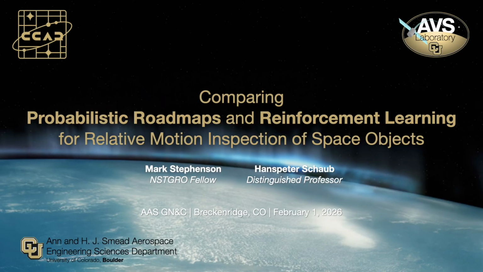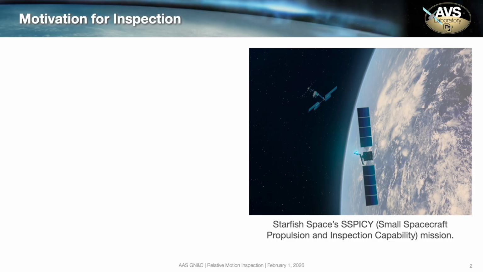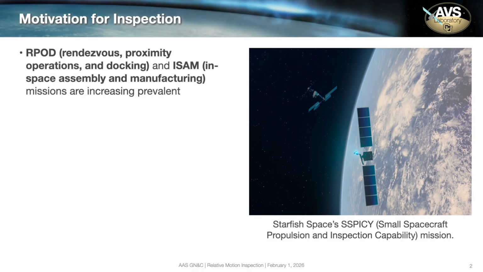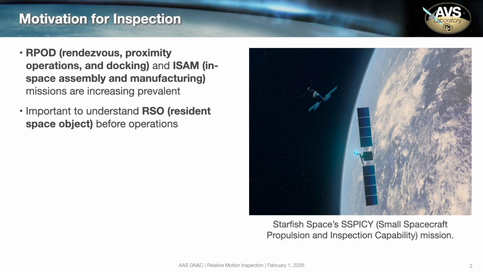Hi, I'm Mark Stephenson, and today I'll be sharing my paper comparing probabilistic roadmaps and reinforcement learning for the relative motion inspection of space objects. The motivation for the inspection task comes from the increasing prevalence of rendezvous, proximity operations, and docking type missions. It's important to understand the RSO, or the resident space object, that you're interacting with before you operate on it.